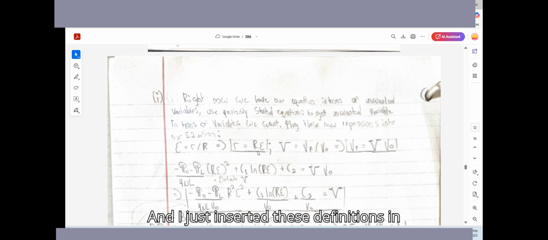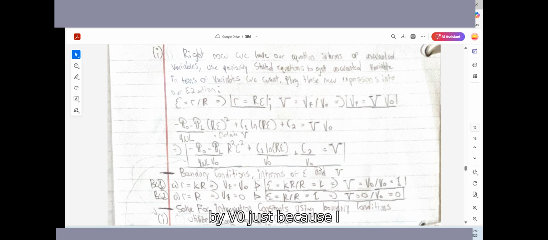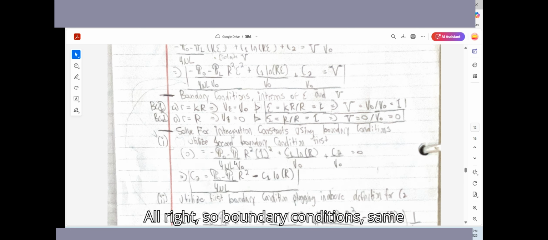And I just inserted these definitions in for little r and VZ. So then we get this VZ, little r. And then I divide by V0 because I wanted to isolate the big V, since that's the form it comes in the given equation. All right, so boundary conditions, same boundary conditions as before, and we're just plugging it in here.